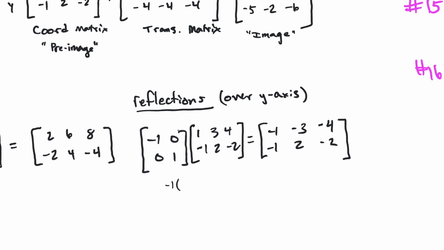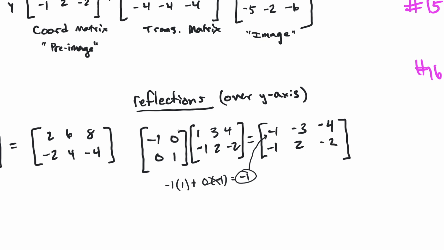Negative 1 times positive 1 plus 0 times negative 1. Let me point this out. Negative 1 times positive 1, that goes right here. And then we go to the next number, 0 times negative 1. Remember, you go across this one, but down this one. And this number that we just calculated is going to give us negative 1, right? So you have negative 1 at the top.